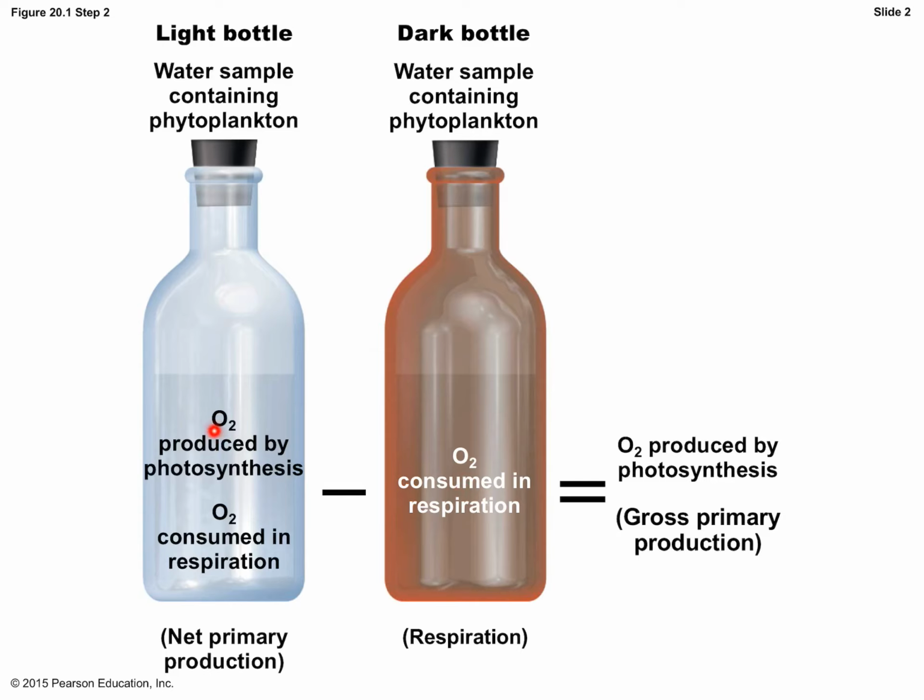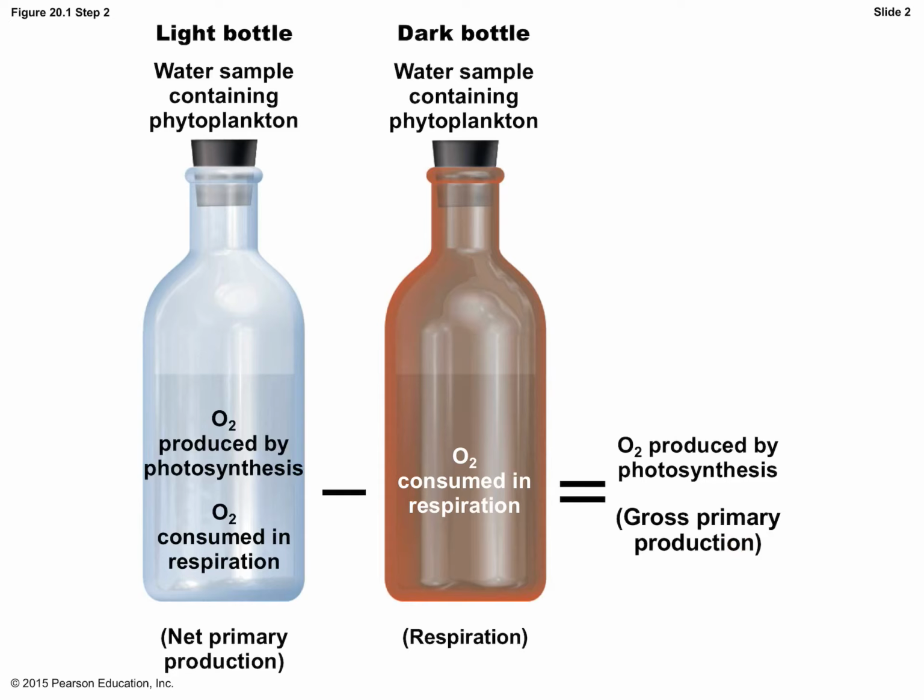So if we have net primary production as measured by how much O2 is produced minus what is being consumed, in other words, the amount of O2 here, we subtract from that the negative value of O2 here, then what we end up with is the O2 produced by photosynthesis only. That is gross primary production.